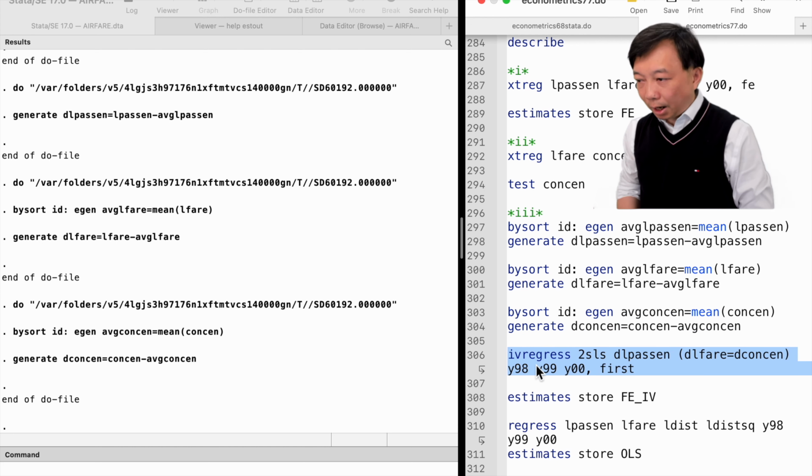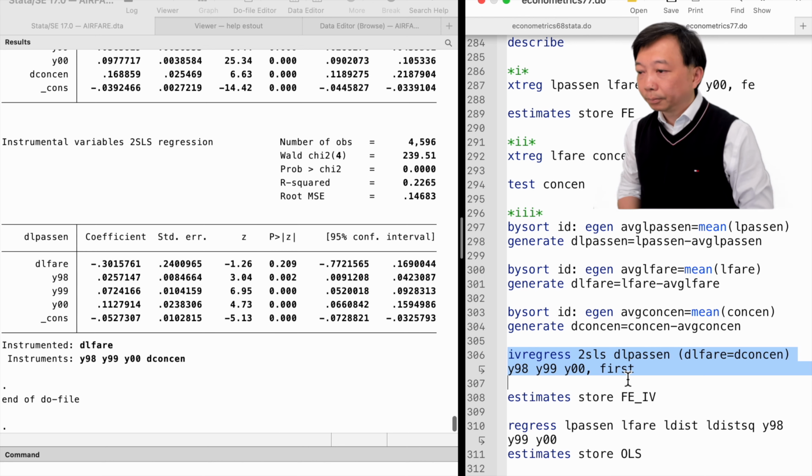In the second step, we estimate the transformed equation by pooled two-stage least squares, using the transformed concentration as an instrumental variable for the transformed log airfare. The estimated price elasticity of demand is minus 0.3, which is not statistically different from 0.